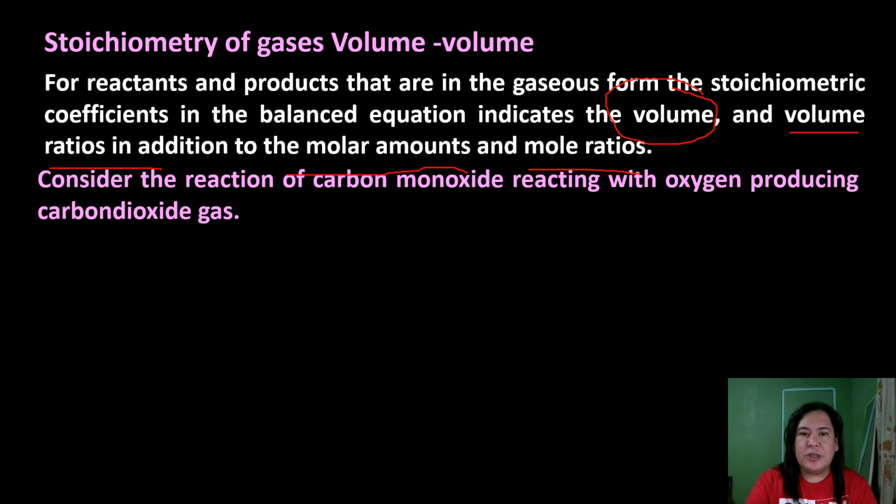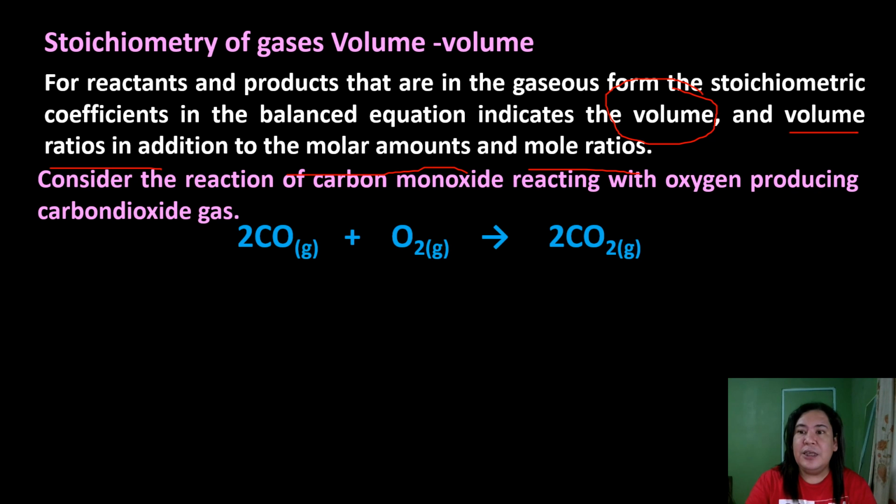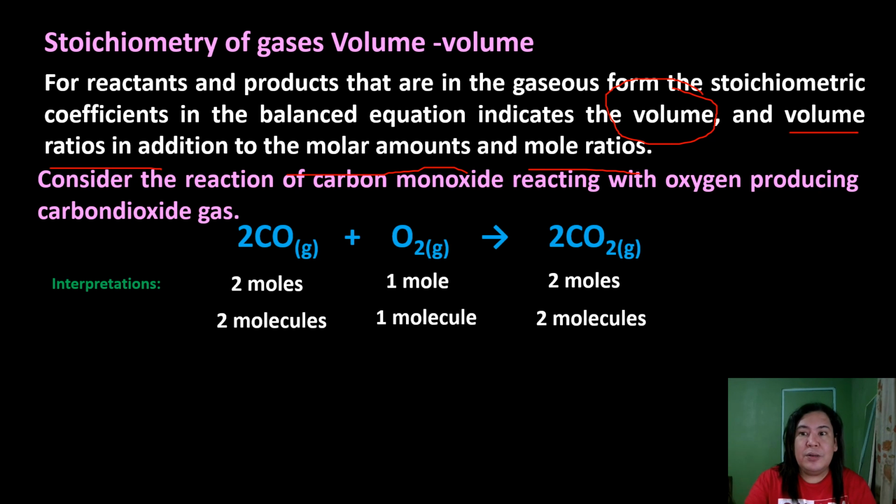Okay, so consider the reaction of carbon monoxide reacting with oxygen, producing carbon dioxide gas. This is the balanced equation. So how do we interpret or read this balanced chemical equation? We read this as for every 2 moles of carbon monoxide that reacts with 1 mole of oxygen gas, it will produce 2 moles of carbon dioxide gas. On the other hand, you can also interpret this equation in terms of molecules, as 2 molecules of carbon monoxide reacts with 1 molecule of oxygen gas to produce 2 molecules of carbon dioxide gas.